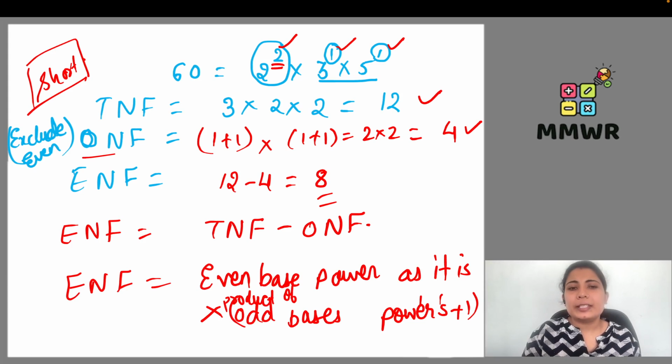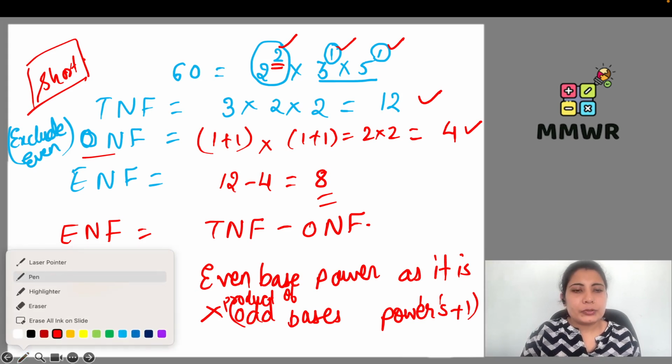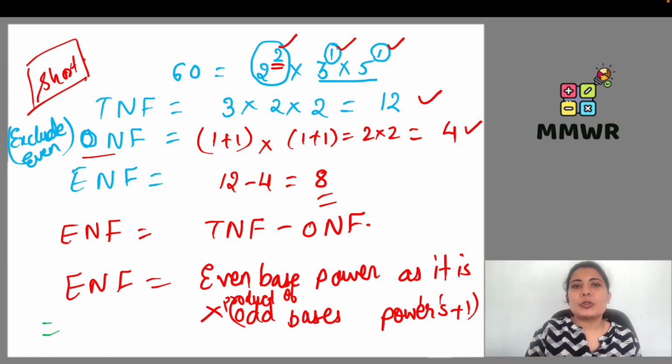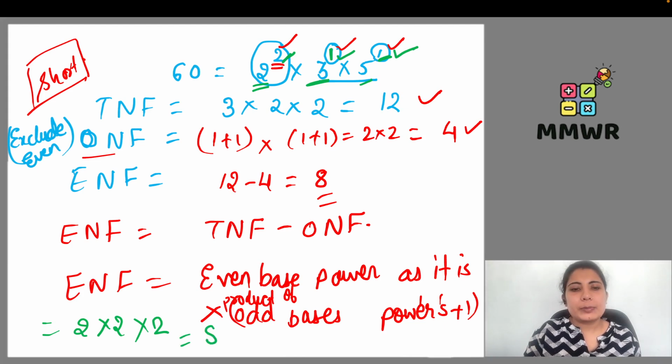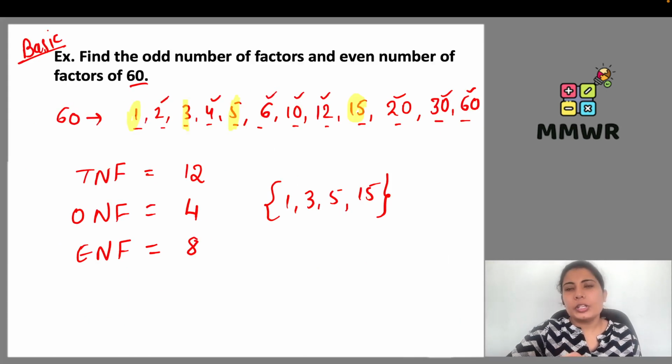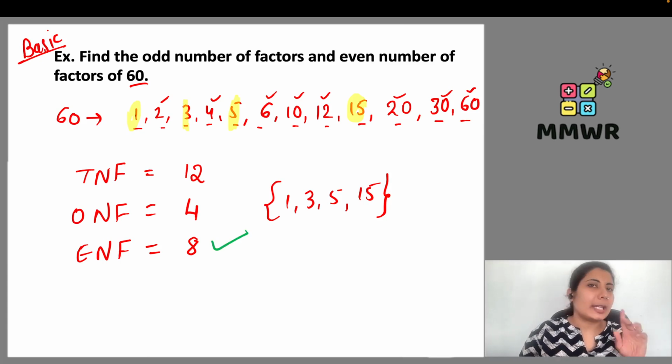So what we will be doing, for the even number of factors we simply have to write the power of the even base. The even base is 2 here. The power of 2 is 2, so I'll write 2 only. The power of 3 is 1, so 1 plus 1 gives me 2. The power of 5 is also 1. 1 plus 1 gives me 2. 2 multiply 2 multiply 2 gives me 8. So I got 8 here also. So look, according to the basic method also the even number of factors were 8 only and 4 odd factors were there out of total 12 number of factors. Right?